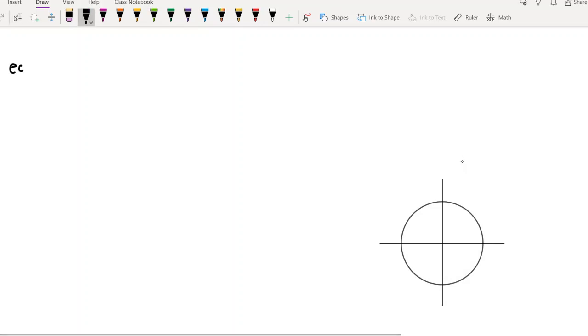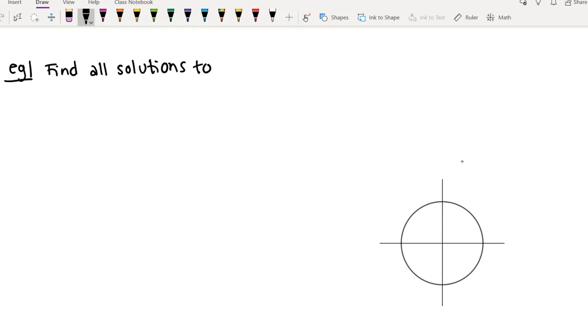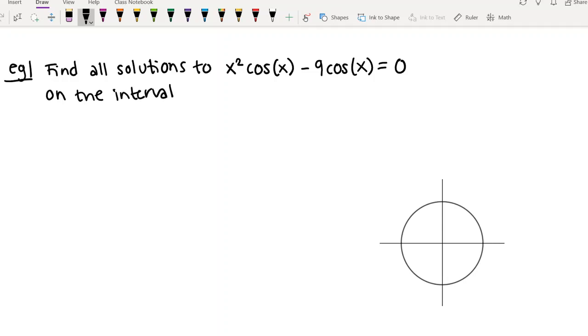So the last example is now going to be blending together a polynomial with a trig function. We're going to find all solutions to x squared times cosine of x minus 9 times cosine of x is equal to 0, on the interval. You're probably sick of me rewriting this every time, but that's okay. I'm sick of it too.